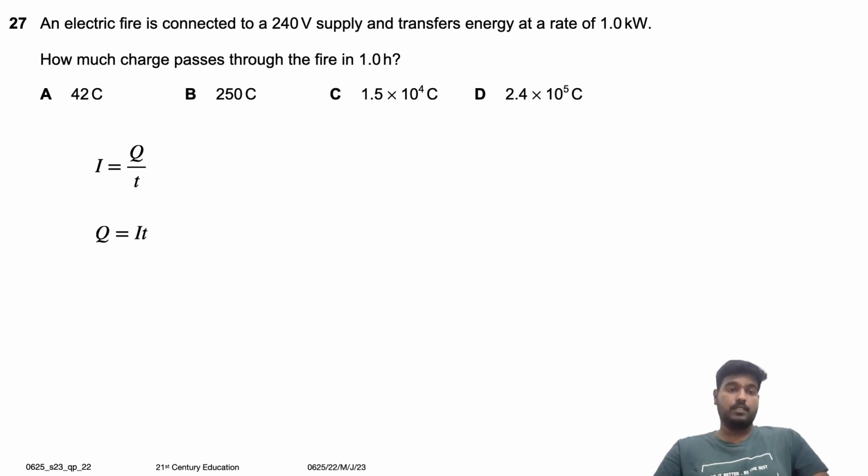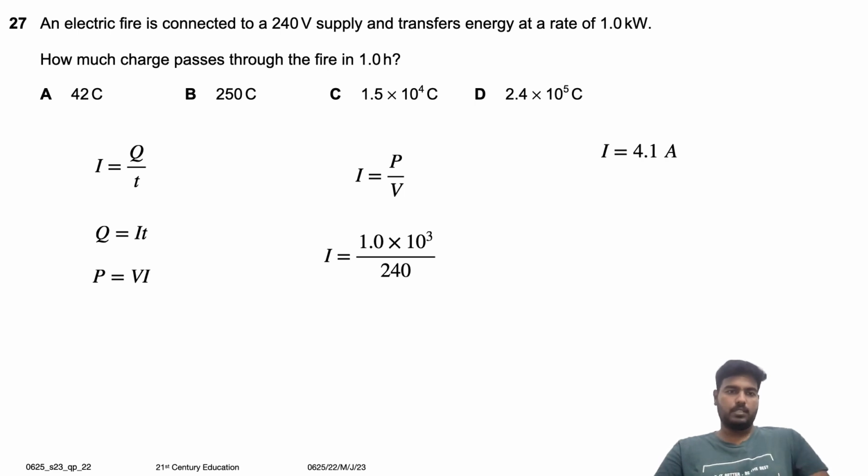So the power is given. We know that power is voltage into current. From this we can find the current, which is P by V. Both are available. P is 1 into 10 power 3 divided by V, 240 volt. So I will be 4.1 ampere.